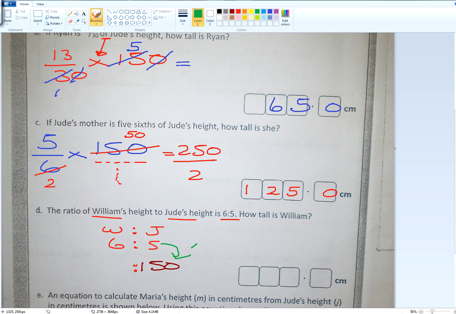So 5 to 150. How do you get from 5 to 150? Times by 30. So 6 times by 30 will give us 180. Okay, right.